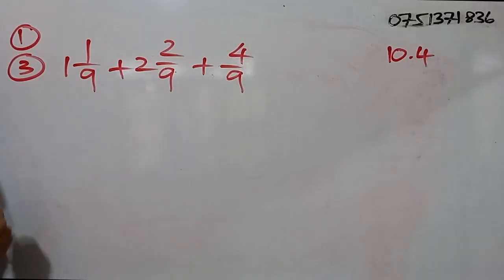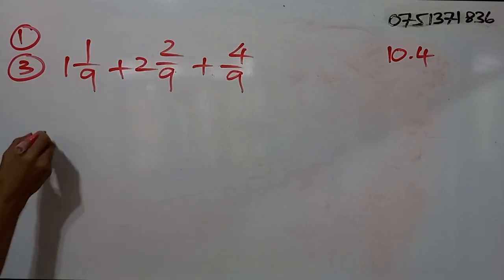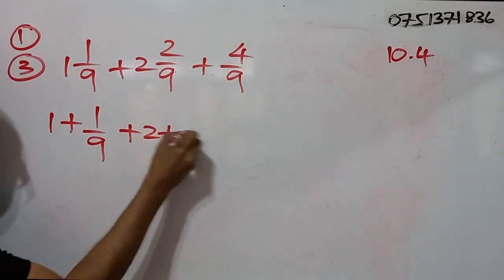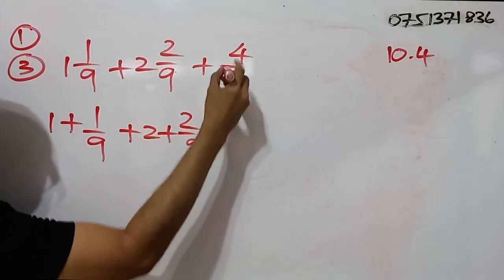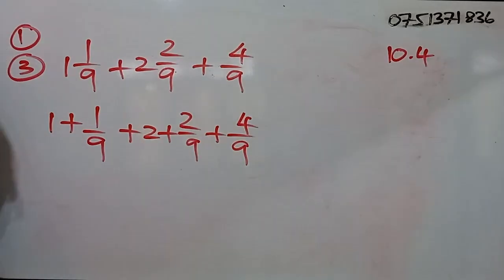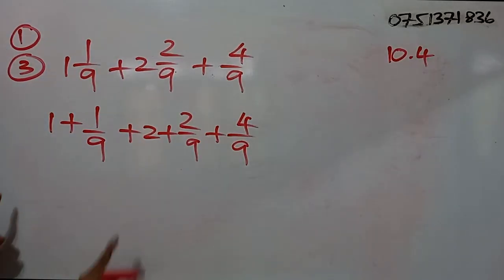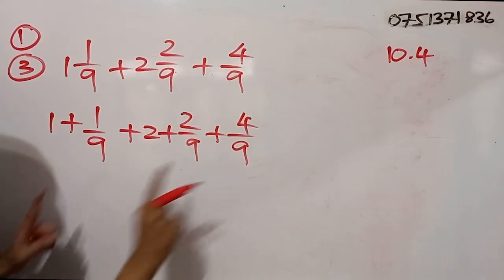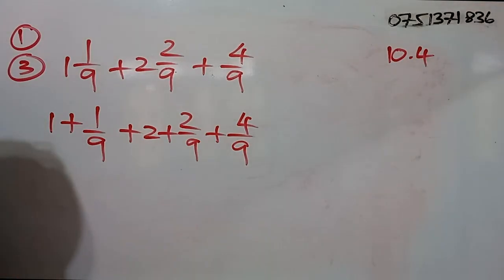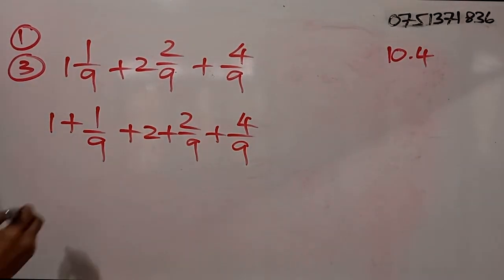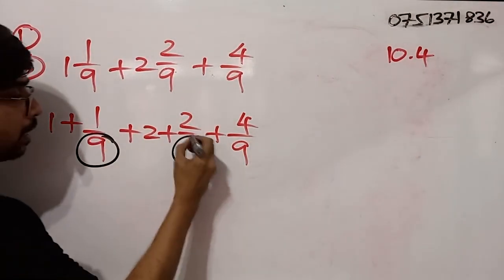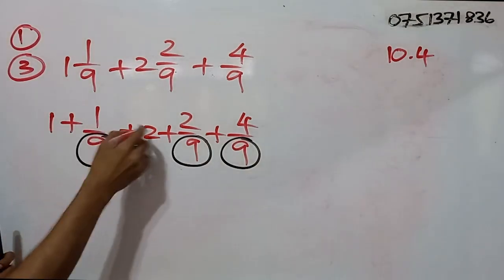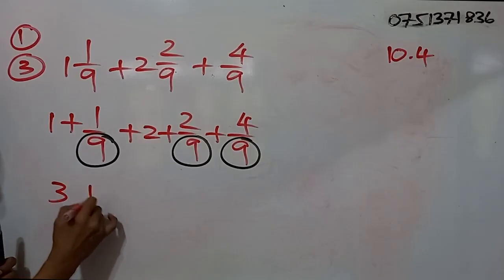So each of these mixed numbers I will break. So 1 plus 1 by 9 plus 2 plus 2 by 9. So this one I can write as it is, which is 4 by 9. Now I can add these two whole numbers together. Then I can add the fraction parts as well. So you can see that these fraction parts have the same denominator. Right, so 1 plus 2, that is 3.